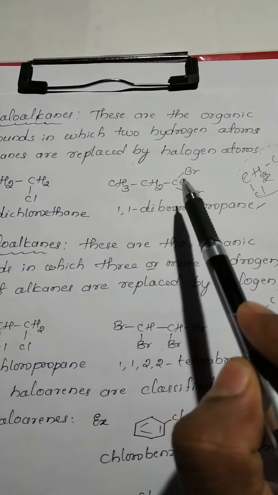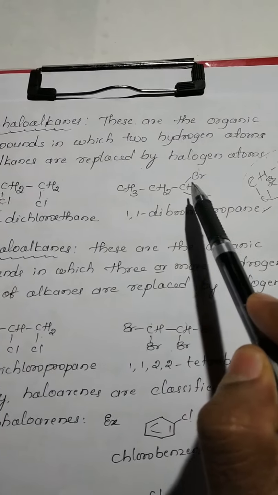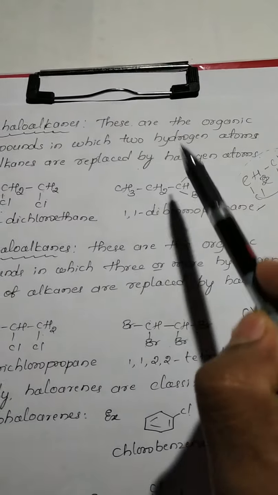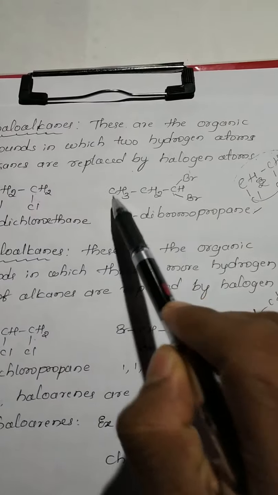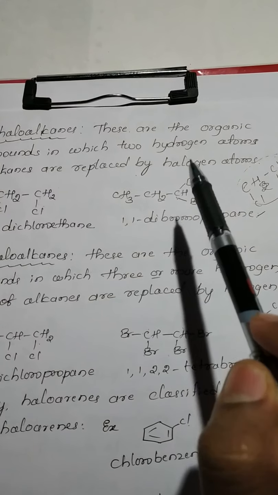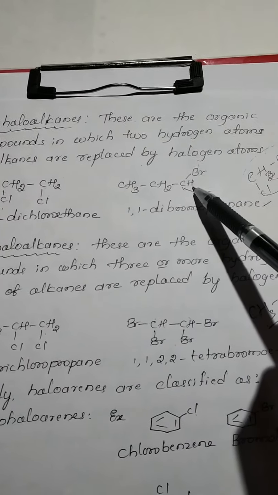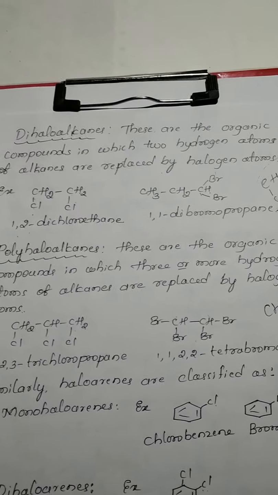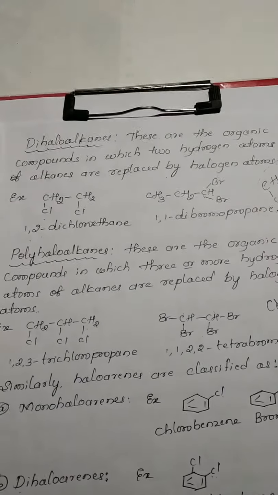See here, first carbon containing 2 bromine atoms, the locants of these halogen atoms are 1, 1. 3 carbon atoms are there, root word is prop. So 1,1-dibromopropane. It is an example. It is the IUPAC name. It is an example for dihaloalkanes.